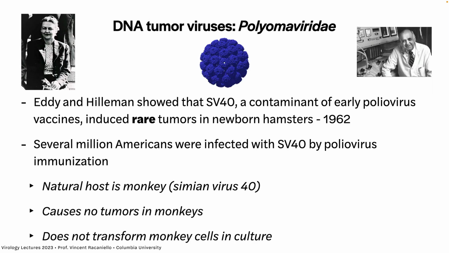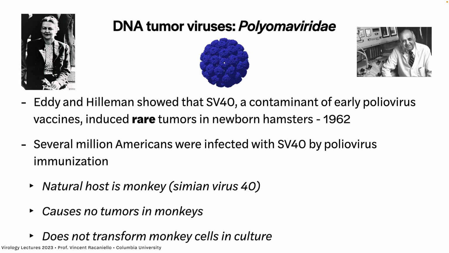And then finally, in 1962, Maurice Hilleman and Bernice Eddy showed that SV40, which we've talked about a lot, induced tumors in hamsters. And this virus is a virus of non-human primates, does not cause tumors in monkeys, does not transform monkey cells in culture, but if you infect the wrong host, hamsters, you get tumors. And this is going to be an important part of understanding what's going on here.